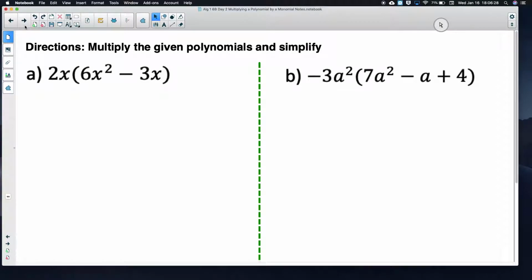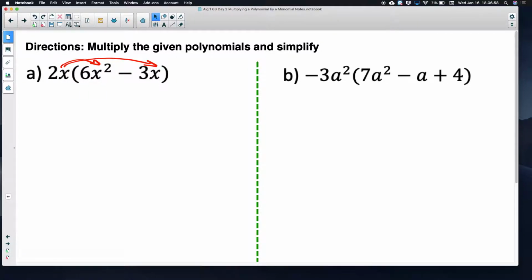Let's get to it. Our first couple of examples look semi-similar to things we've tackled in the past. For example, in A, when I see that 2x and then that binomial in parentheses, what I want to do is distribute. I want to use that distributive property. Once I distribute, I'm going to have to multiply the numbers, and I'm going to have to multiply the variables. Now remember, when I am multiplying variables that have the same base, what do I do with those exponents?